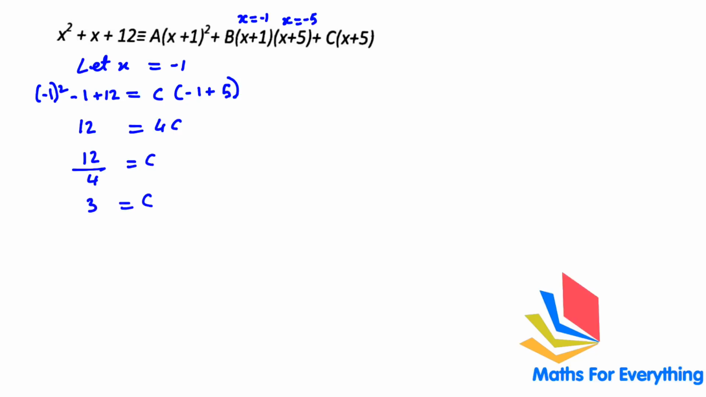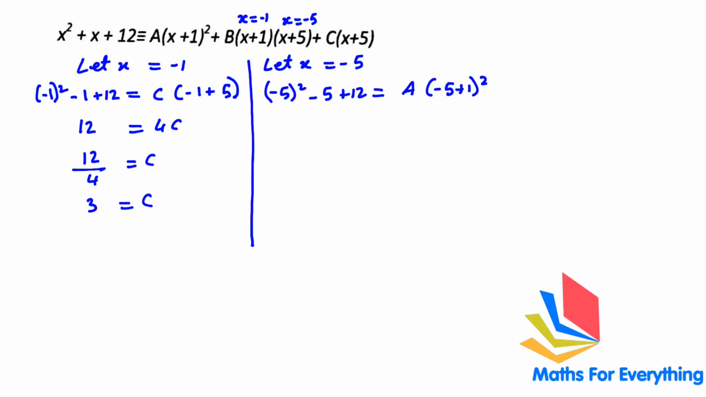Now for the next step, we are going to use x is equal to negative 5. So write down let x equal to negative 5. In place of x, substitute negative 5. And here we'll substitute negative 5. So A bracket negative 5 plus 1 squared. We cannot use B because you have a 5 there. So negative 5 plus 5 is 0. B will get cancelled.